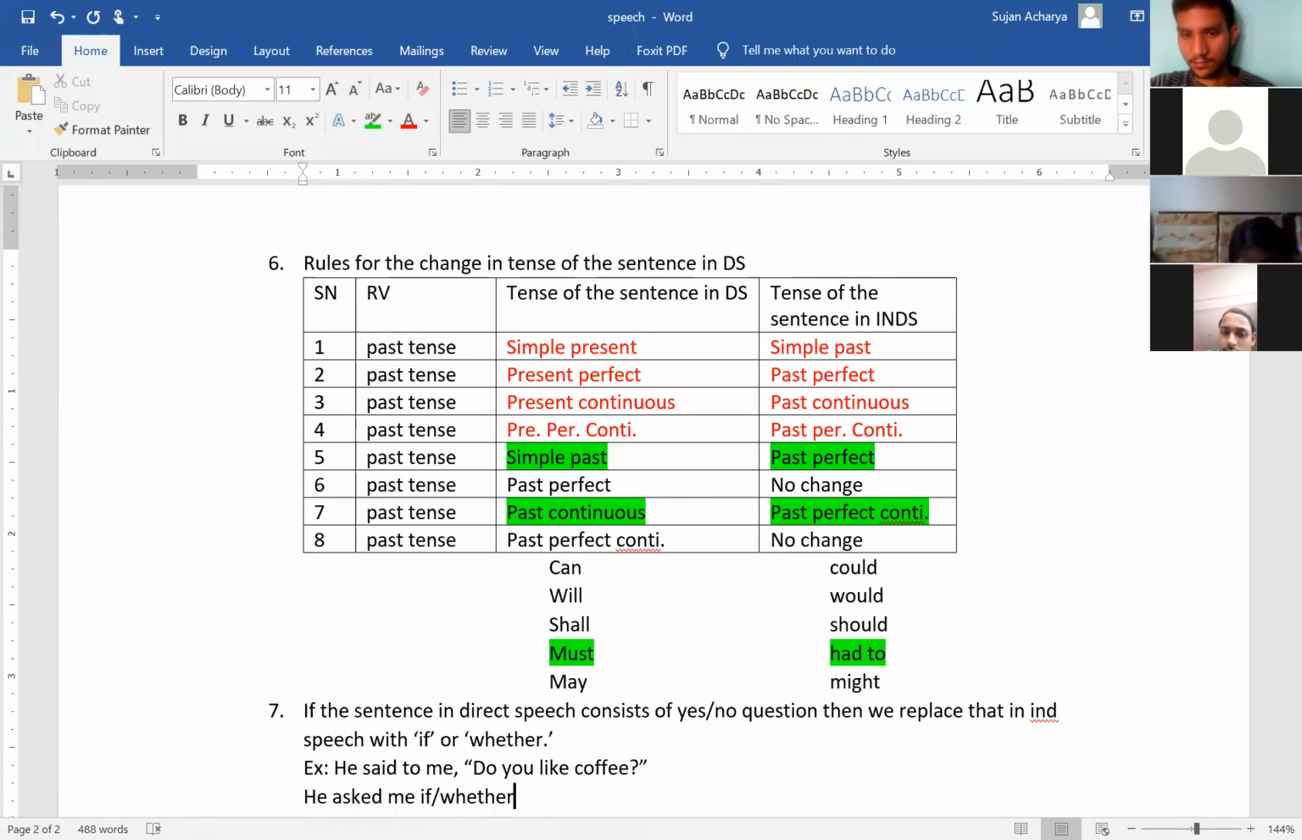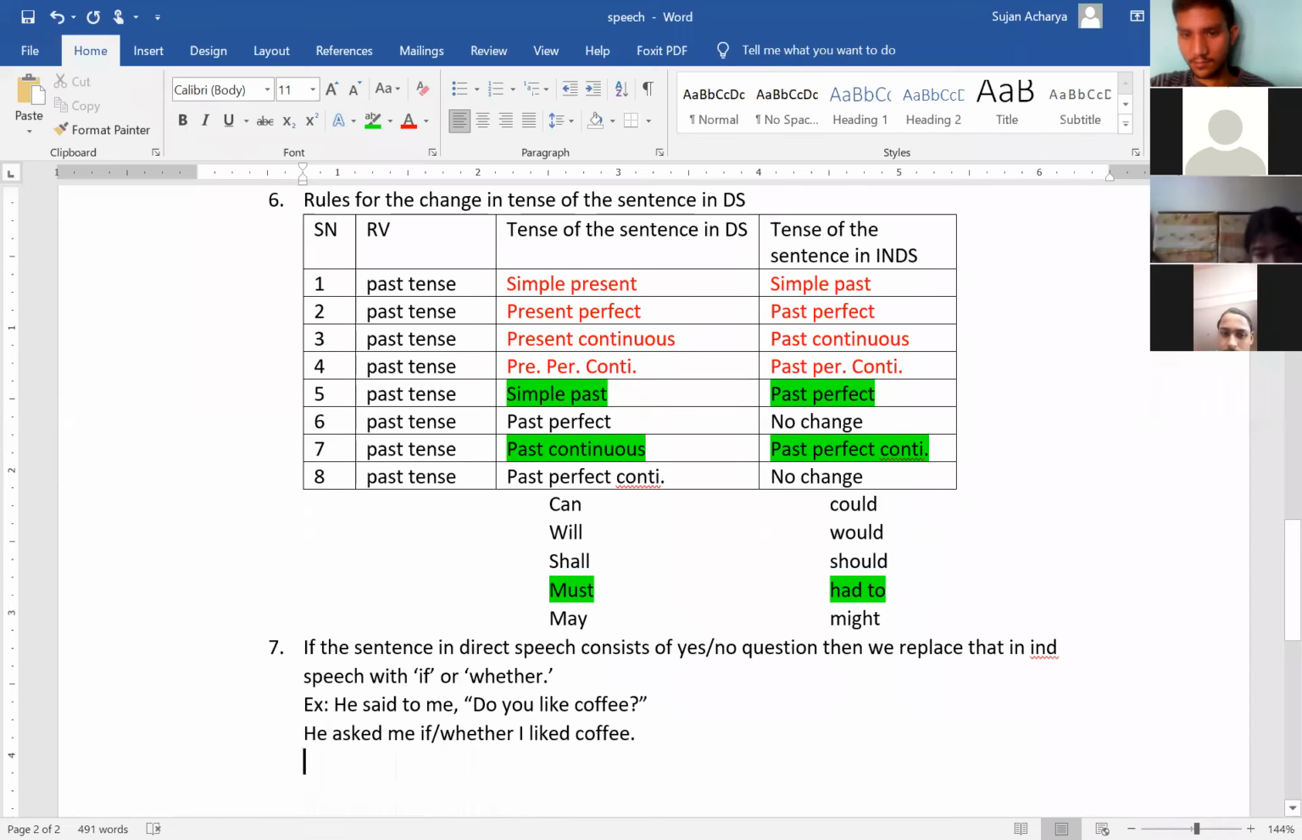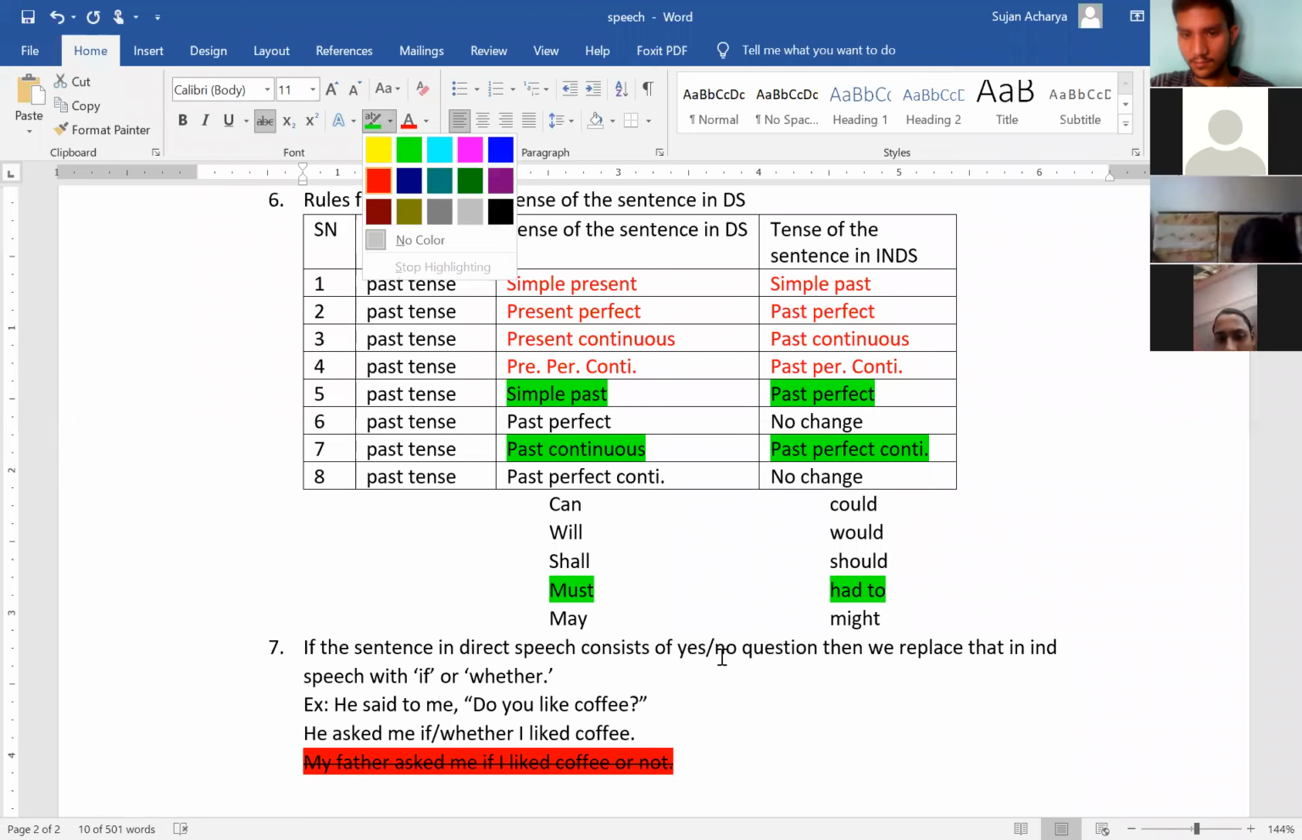Use either if or whether, don't write both as if slash whether. He asked me if I liked coffee. And even while writing, like if you are writing a letter or essay, don't ever write sentences like this: my father asked me if I liked coffee or not. Whereas we shall write it without or not.